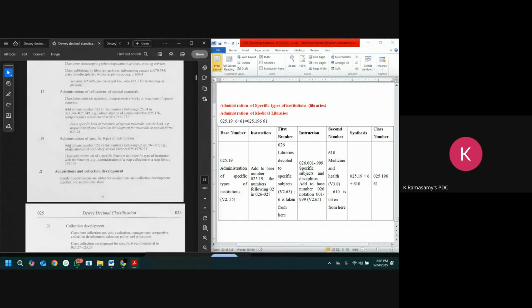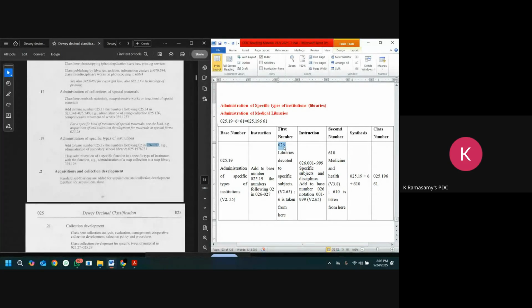Here there is a rule. Add to base number 025.19. What is the base number? 025.19. What can be added? The numbers following 02 in 026 to 027. Which number can be added? Numbers following 02 in 026 and 027. So I just went to 026 because I want the number for medical libraries, special libraries. The number for special libraries is 026.